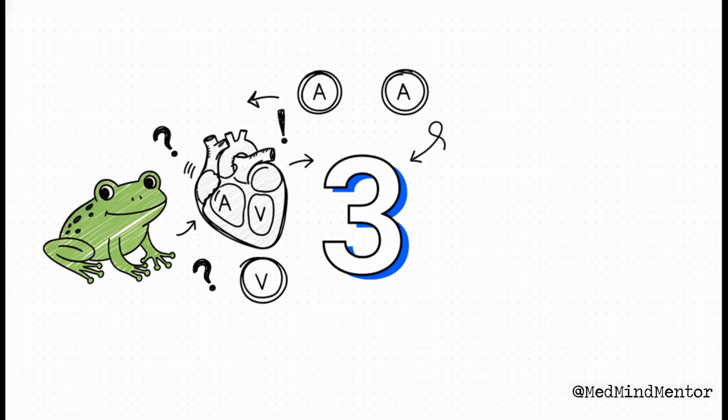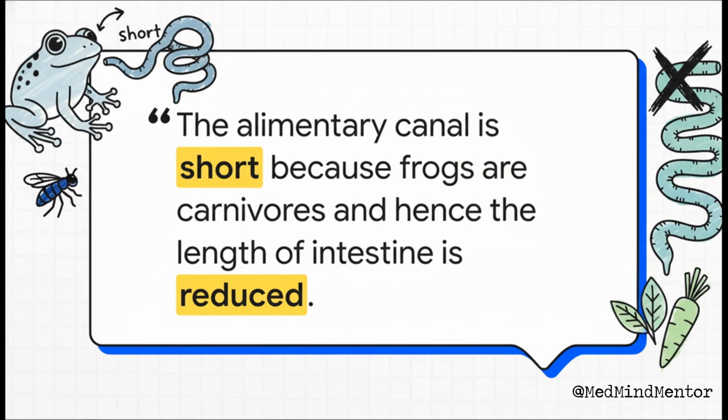Okay, I'm going to say it one more time because it is that important. What's the magic number for a frog's heart? 3. 2 atria, 1 ventricle. 3 chambers. This little fact pops up all the time. Please don't forget it.